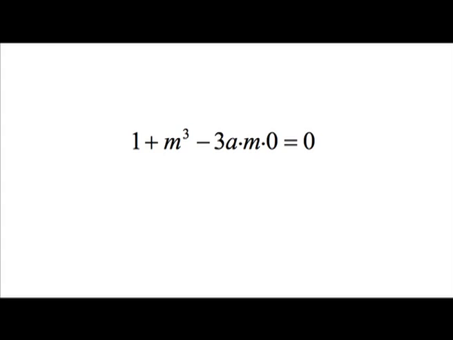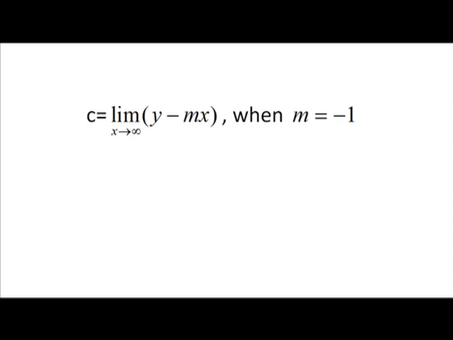Let x goes to infinity, then we get 1 plus m cube minus 3 a into m into 0 is equal to 0. This gives 1 plus m cube is equal to 0, that is m plus 1 into m square minus m plus 1 is equal to 0. As m square minus m plus 1 is equal to 0 has no real roots, the only possibility is that m is equal to minus 1. Let us now evaluate c is equal to limit x goes to infinity, y minus mx when m is equal to minus 1. That is, c is equal to limit x goes to infinity, x plus y.